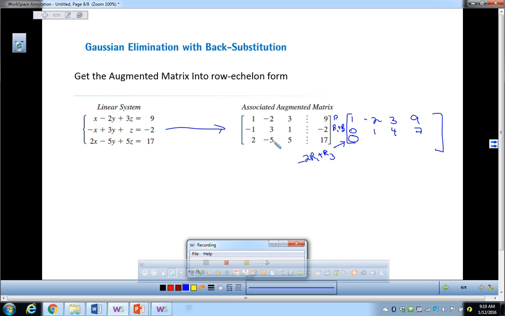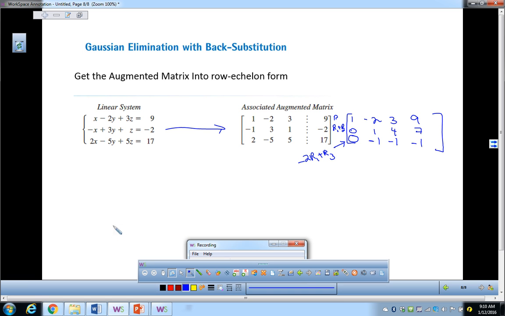Negative two times this plus this gives you negative one, okay? Negative two times this plus this gives you negative one again. And then negative two times this plus this gives you negative one again. It's always negative one. So, now what?